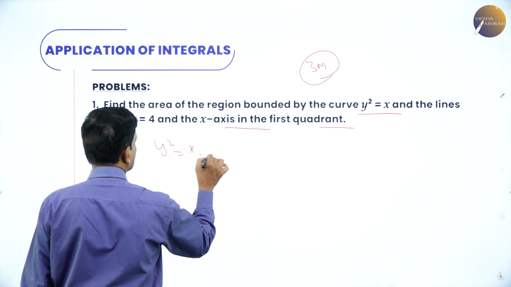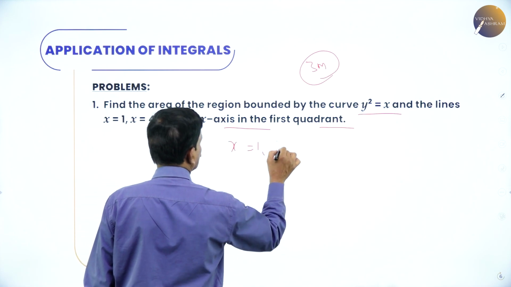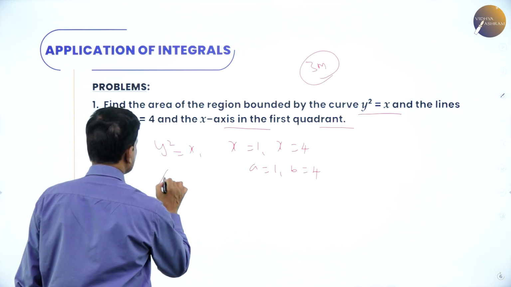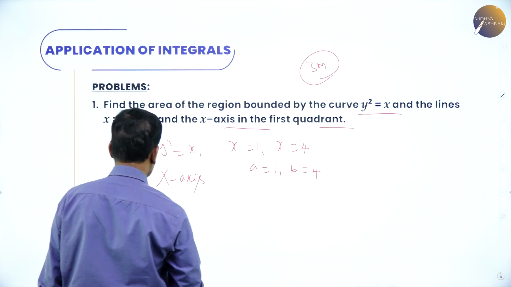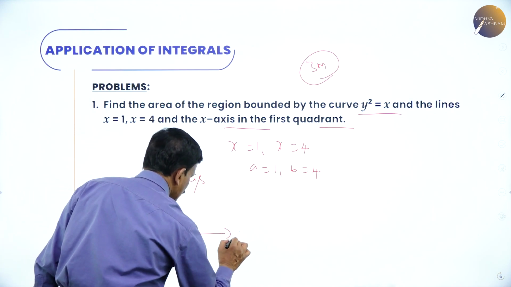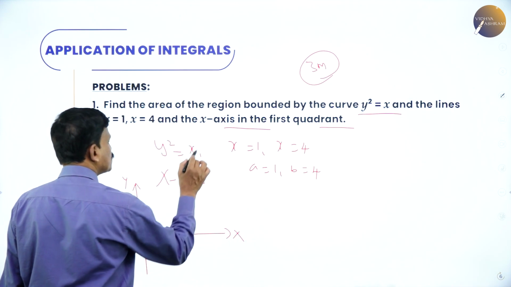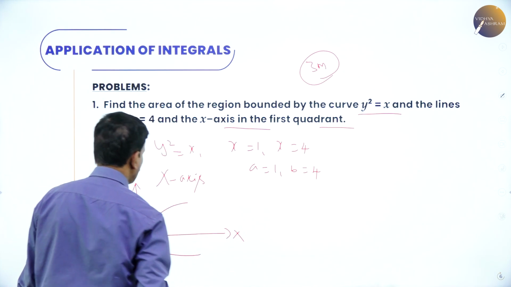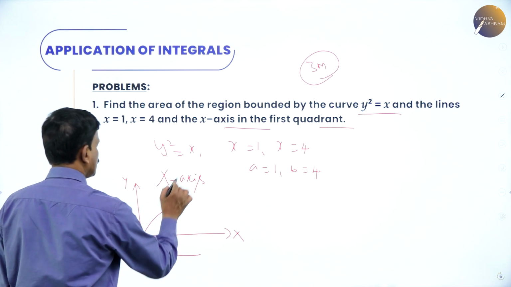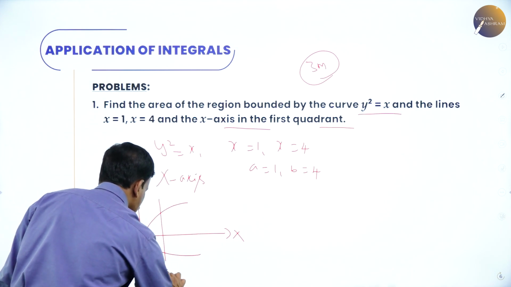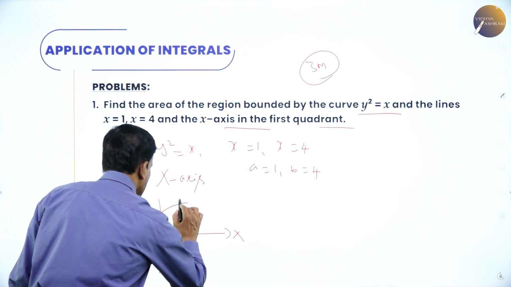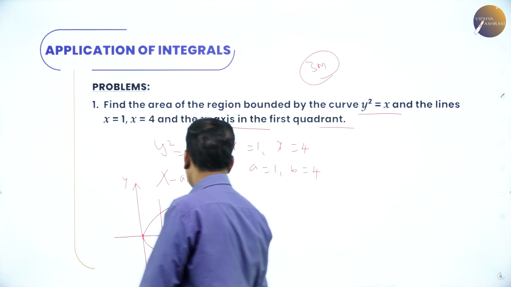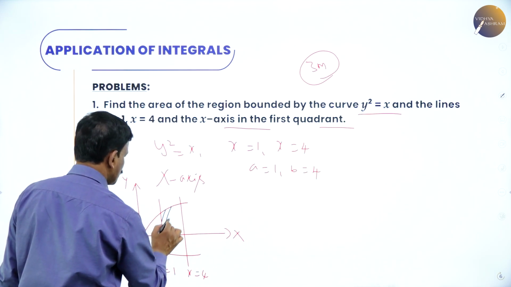y square is equal to x, and what are the ordinates? x is equal to 1 and x is equal to 4 means a is equal to 1 and b is equal to 4 and it is on the x-axis. X-axis means this is the curve, x-axis, y-axis, you know y square is equal to 4x is an equation of a parabola. This is the parabola. Now what are the ordinates here? So ordinates are x is equal to 1, this is x is equal to 1 and x is equal to 4, x is equal to 4. Now what is required to find? So this is to be determined, the area of this portion.